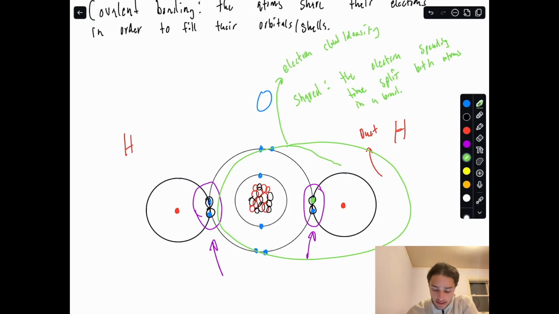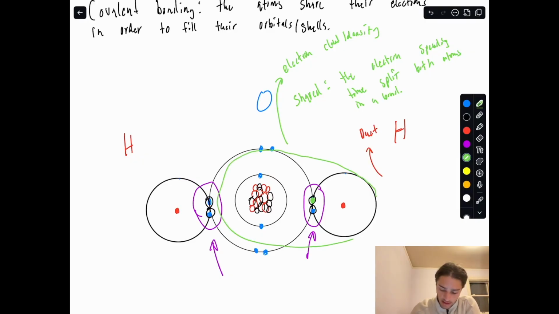And it's just referring to the fact that anywhere in this area, actually, maybe that is a little bit too big, but really anywhere in this area, the electron could be. It could be near the hydrogen or near the oxygen, and it's constantly moving and bouncing around between those locations.